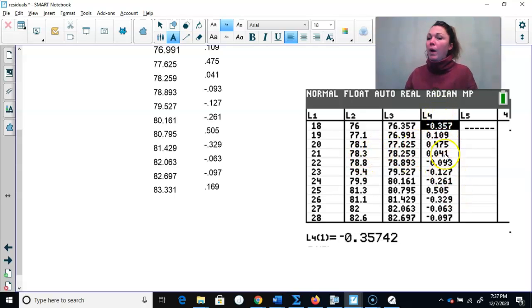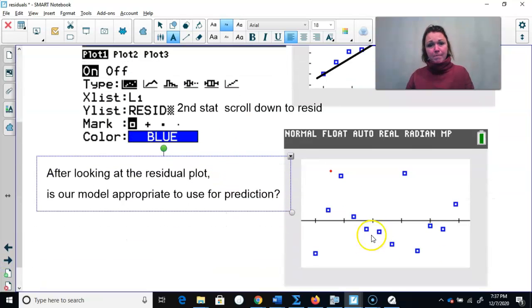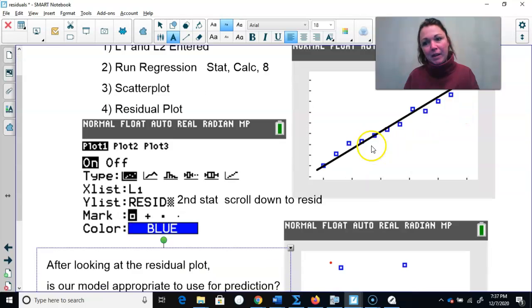So what does that tell us then? Well, we can plot our X values and our residuals on the Y axis, which is what I showed you how to do right here. And we can look and see if there's a pattern. And that tells us if this model is appropriate to use for prediction, or is there something better out there? Okay. Again, what would be better? An exponential model, a logarithmic model. There are a lot of other kinds of models that we can generate, but we want a linear model. We want a linear model.